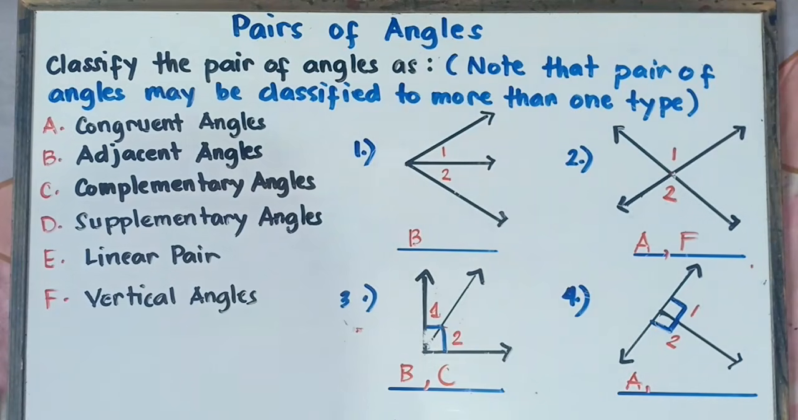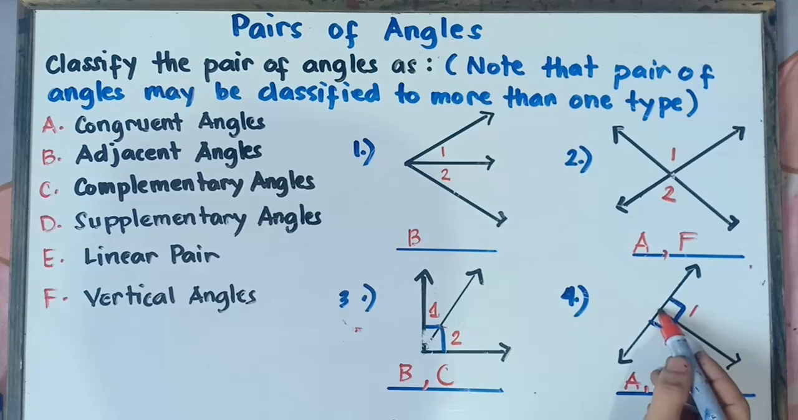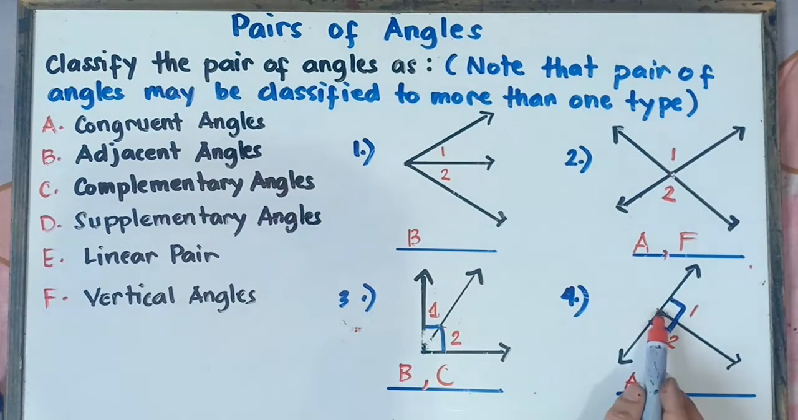Can you call this one adjacent angles? Yup. You can call this one adjacent angles because they share a common vertex. This is the common vertex. This is the common side. They both share a common vertex and a common side. Therefore, we call this one adjacent angles, letter B. Once again, class, this one right here is the vertex, and they share a common side.